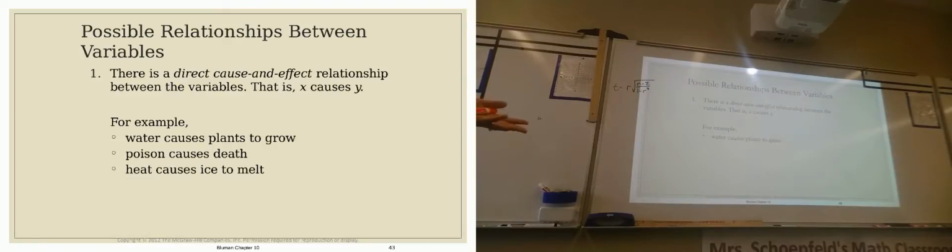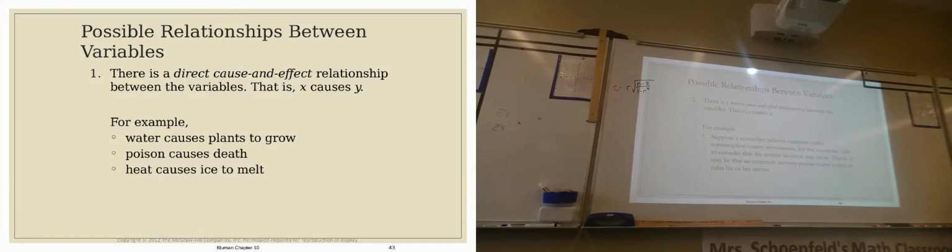Okay, direct cause and effect. Water causes plants to grow. Poison causes death. Heat causes ice to melt. Those are direct cause and effects. Those are not hard. Those are usually things that we kind of think about. Okay, reverse cause and effect. This is ridiculous.